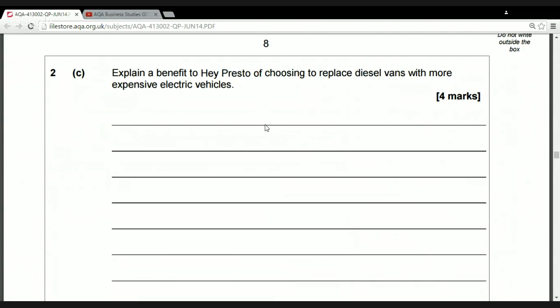So the first thing you could say is being seen in a good light by the public. That could definitely be an answer. Saving in fuel might pay for the extra purchase cost, an increase in profit, and more convenient for stop and start short distance city work as well.